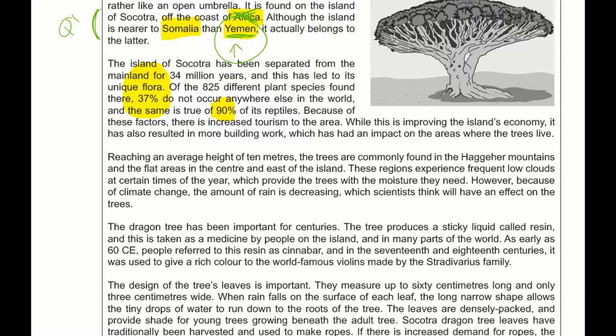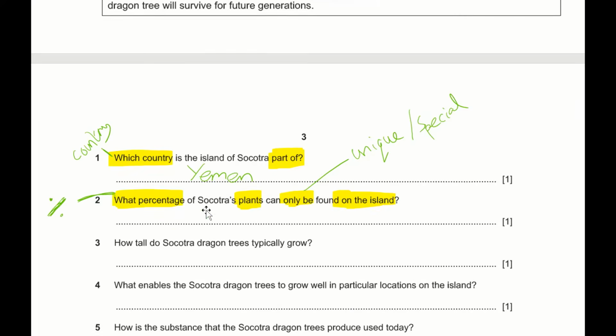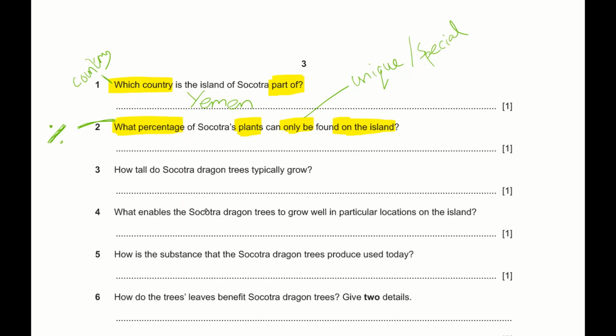There is my answer. Now I'm just going to confirm that the second percentage is actually not the answer that I'm looking for. And the same is true of 90% of its reptiles. Reptiles being animals. Therefore, we know this is definitely not the correct answer. So the answer is 37%. Come back down to the text and just write 37%.